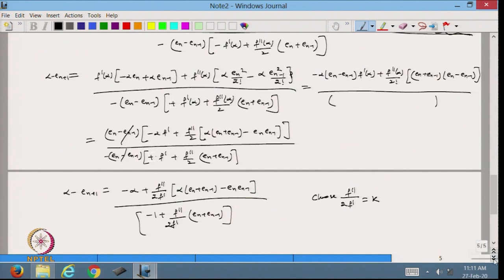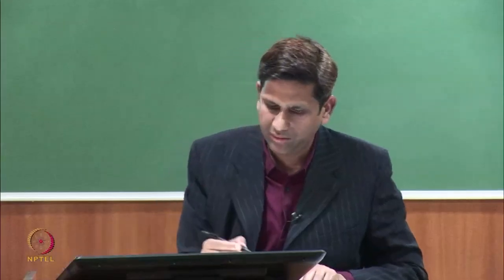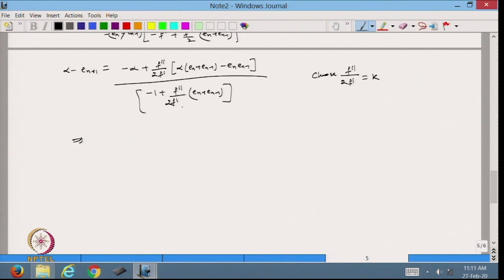So, that I will take as a value k. Based on this one I will get the value, and then I will take this value in the numerator. So it becomes minus alpha plus k alpha, E_n plus E_{n-1}, minus E_{n-1}, and then based on this one I can take the minus sign here. So 1 minus f double dash by 2k, E_n plus E_{n-1}, and this sign will cancel out.